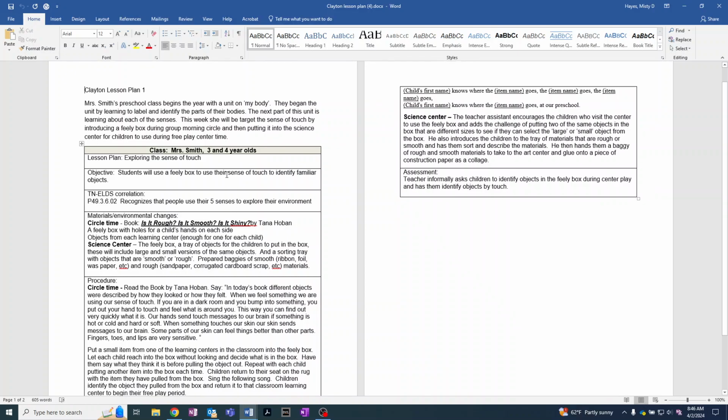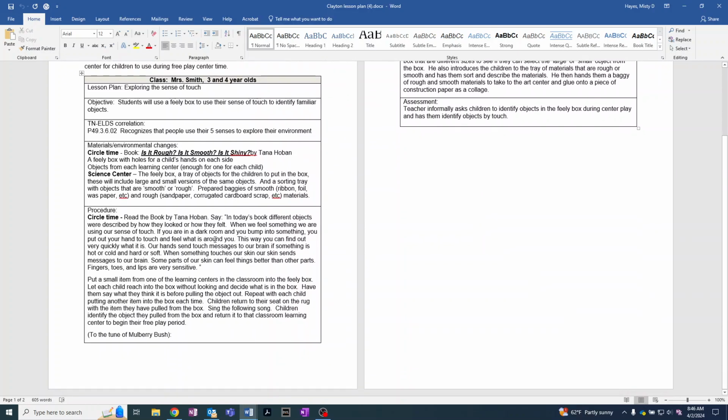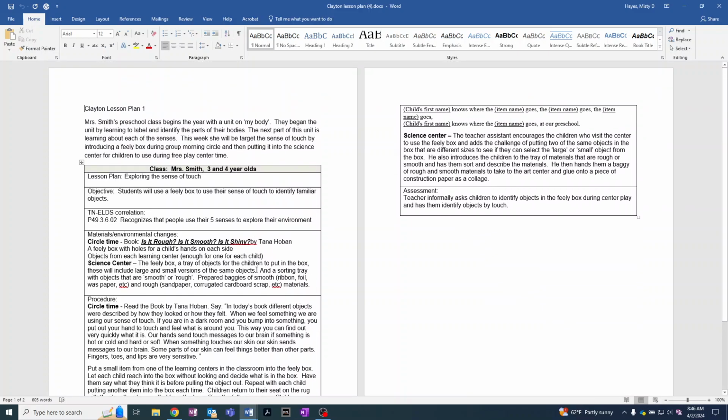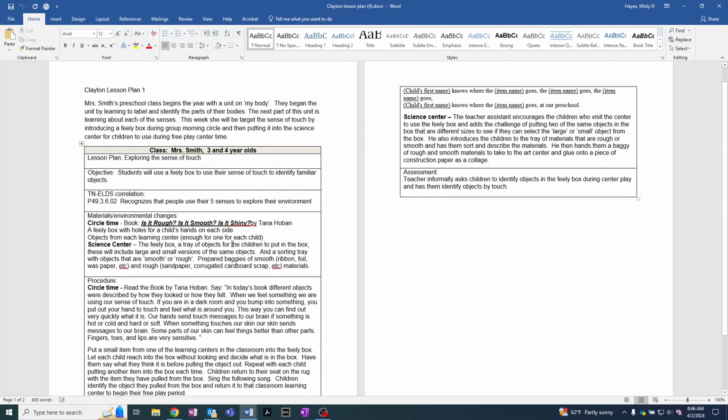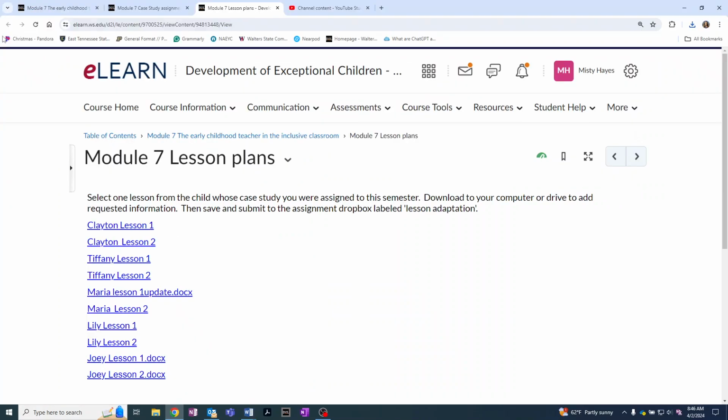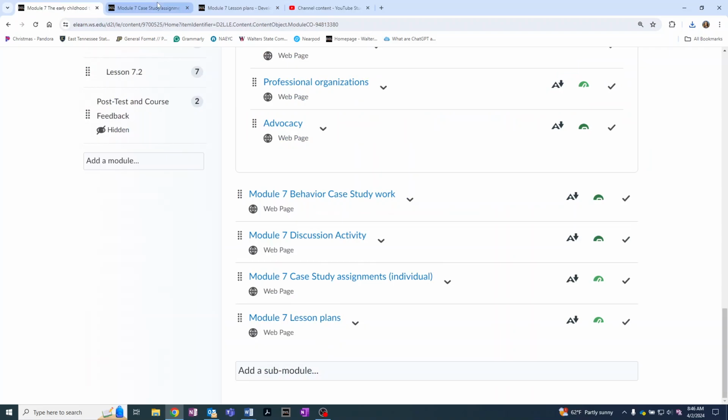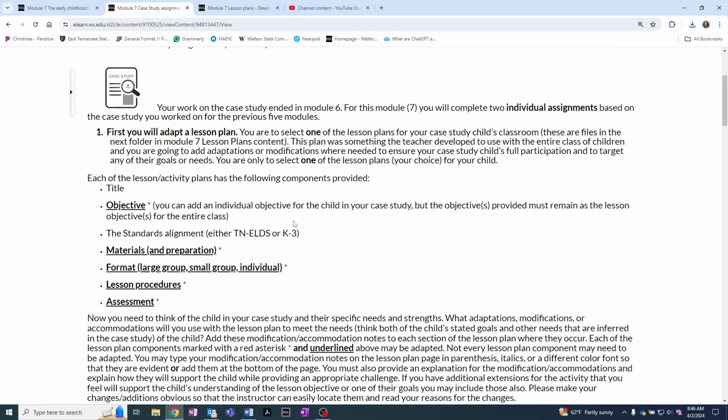You're going to read through it, okay, and you're going to see some parts that may or may not work. So that's what it's called by adapting. You have to make it your own in order to support Clayton's goals. So first you're going to pick this. You're going to look at the objectives, the standards, the materials that will be used, what's the procedure, when they're going to embed this in, and then how they will assess Clayton. Okay, so this is the lesson plan. And what you're going to be doing is you are going to have to make some modifications, right, to ensure that you're supporting the student and meeting their goals.